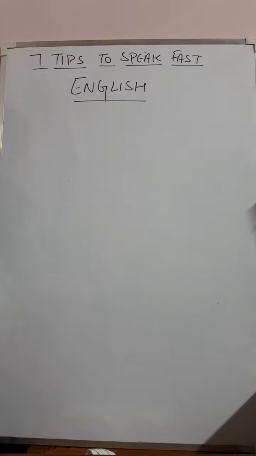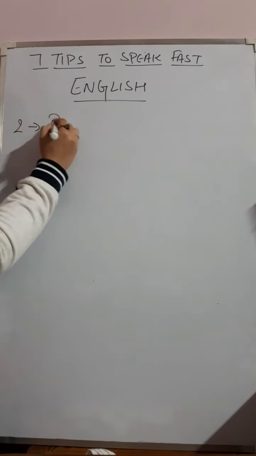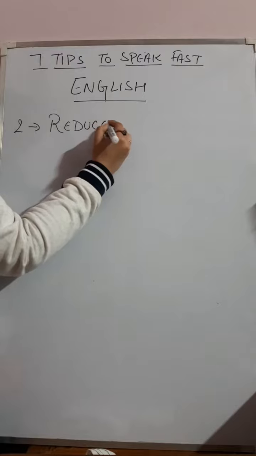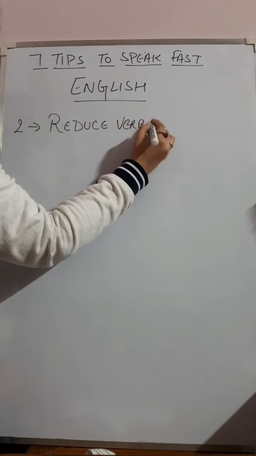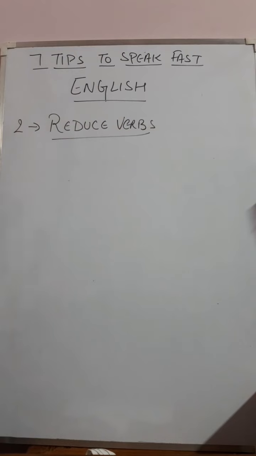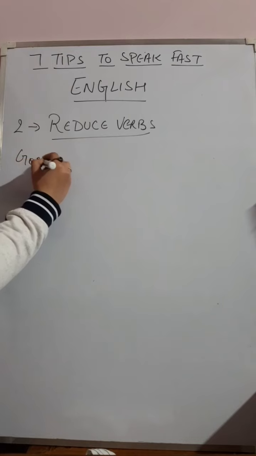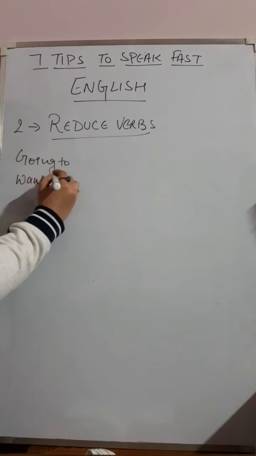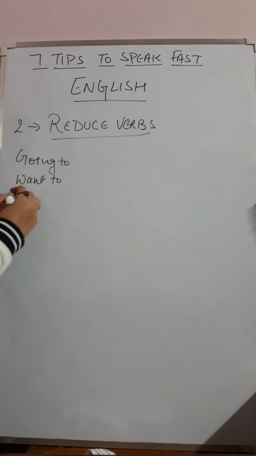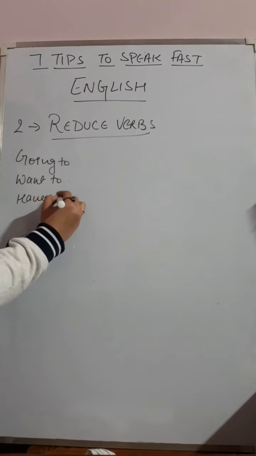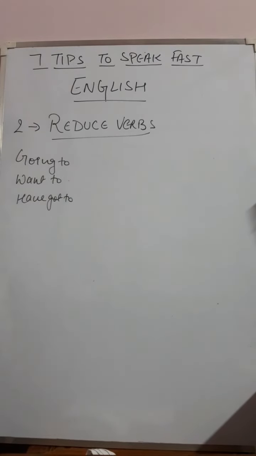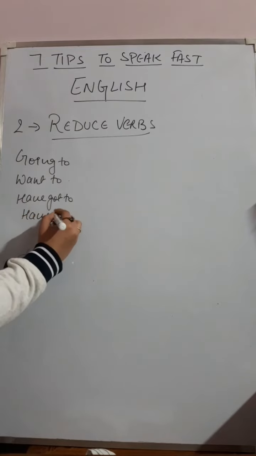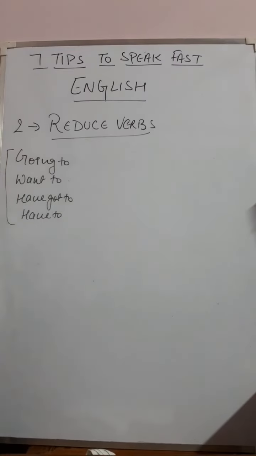The second is to reduce verbs from your sentence. What? Reduce verbs. Now, which verbs are you going to reduce from your sentence? You would reduce going to, want to, have got to, and the last one, have to. These are the 4 verbs which we are going to reduce in our sentence.